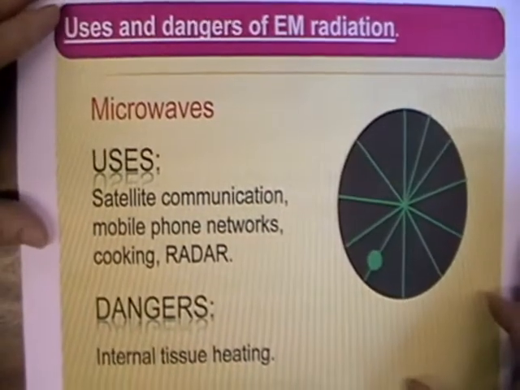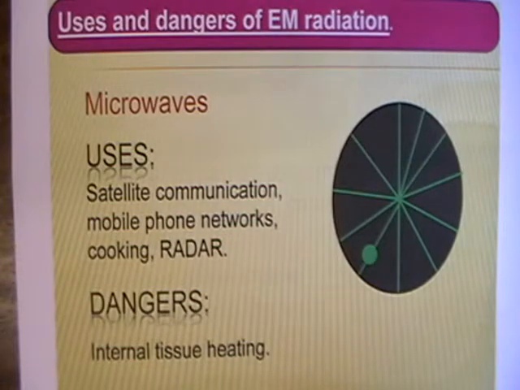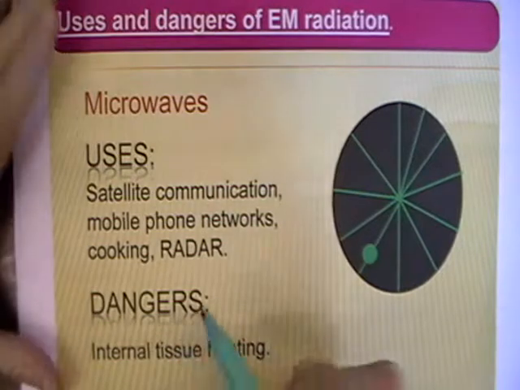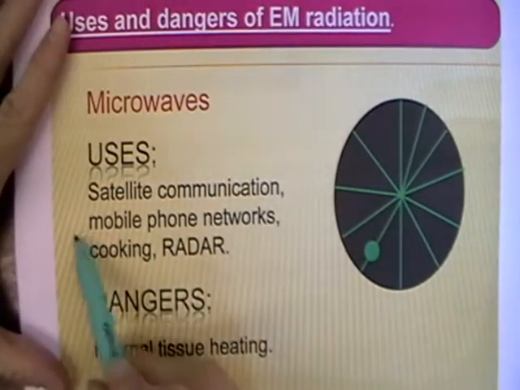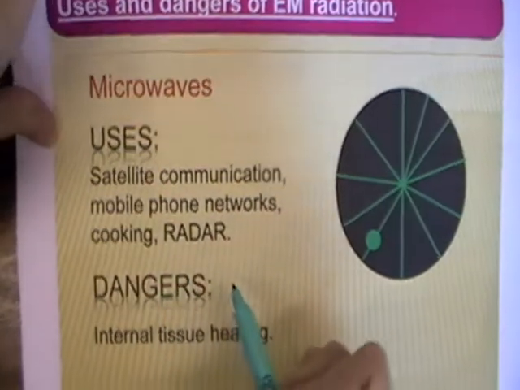Next one then is microwaves. We're all very familiar with that for cooking purposes. And those are the microwaves that are used for cooking in your microwave oven. They're also used for satellite communication, for your mobile phone, which uses microwaves, and for radar.